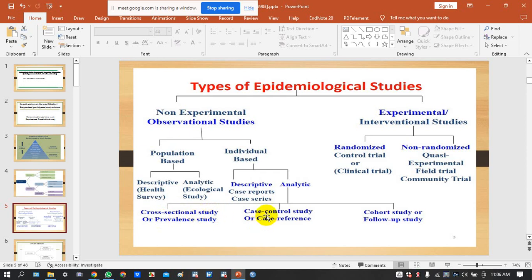Then case control study, we pick cases and controls. So if you pick about 200 anemic and 200 non-anemic, and you look back to find out what conditions or what exposures cause them to have the anemia, then that one becomes what? Case control or case reference study. Then the cohort study, you pick people without a condition and you follow them up until they develop a condition.